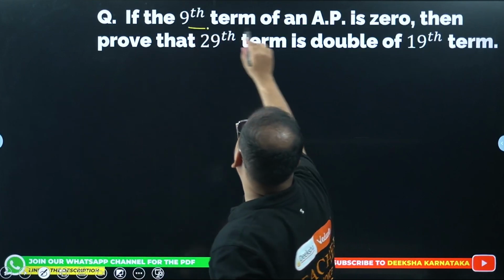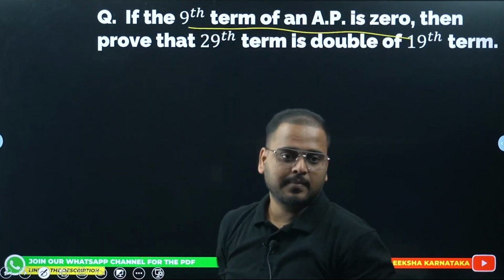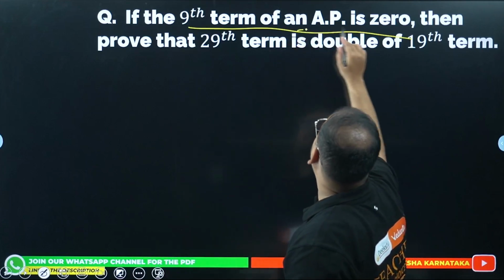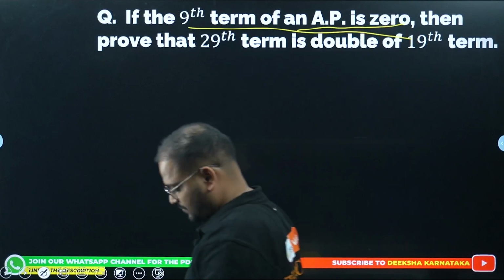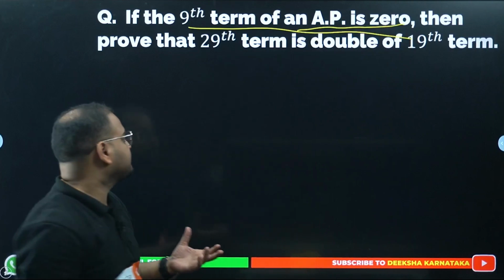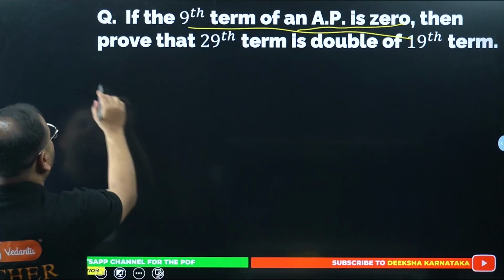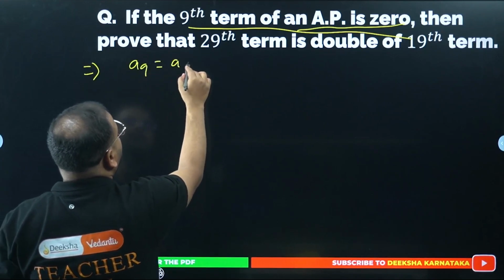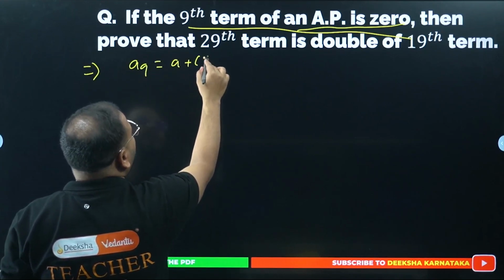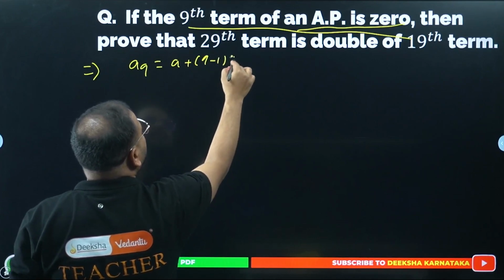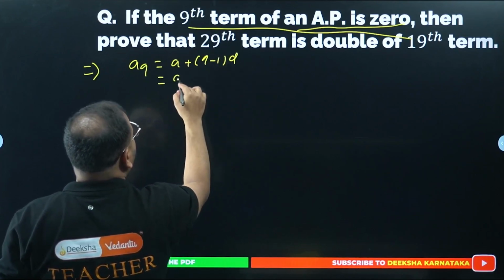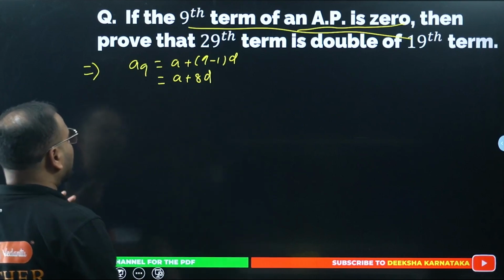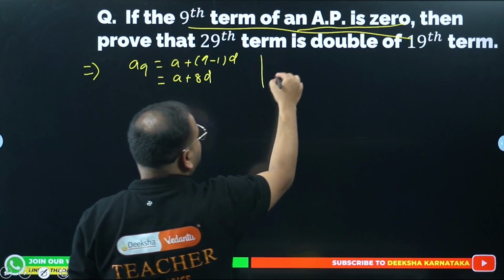The 9th term of an AP is 0. Before going forward, let's understand this step only. The 9th term of an AP is 0. What does it mean? How will I write the 9th term? A9 equals A plus (n minus 1) d. Let me write it for you. 9 minus 1 times d, which will be A plus 8d. What are they saying in the question?